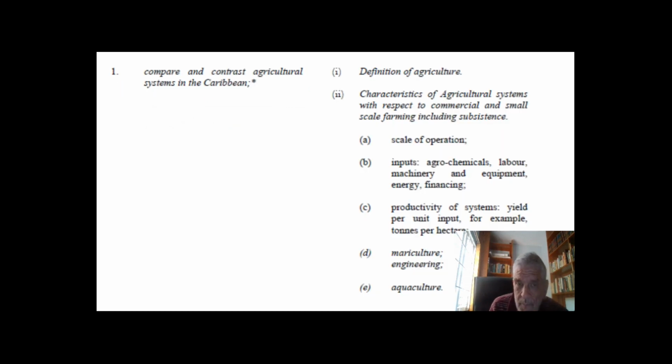So, as I said, what we're going to look at in this class are just these first two things: definition of agriculture and characteristics of agricultural systems. And then we're going to go into more detail in these in later classes. So, moving on.